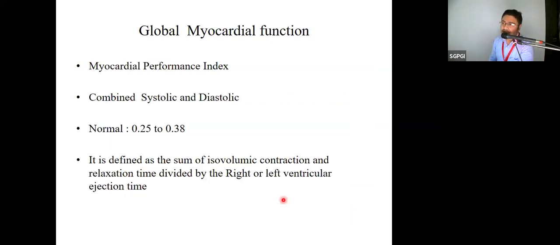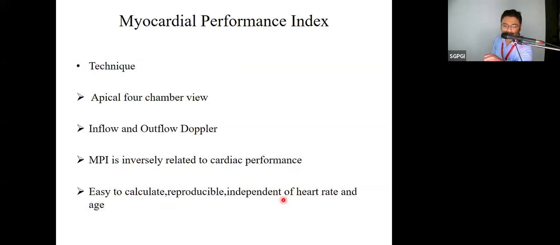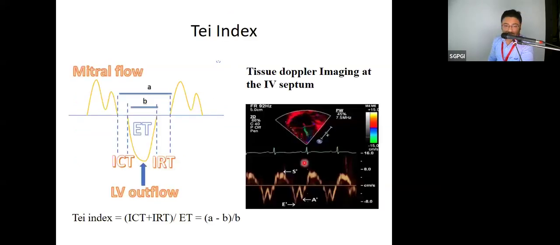And then again, the MPI. MPI is basically the assessment of both the functions of the heart, that is the systolic and the diastolic function. So MPI increases if there is dysfunction of the heart. So this we do in apical four chamber view. So this is important: MPI is inversely related to cardiac performance. This is about the calculation of the TEI index, which is the MPI, which is ICT, that is isovolumetric contraction time, plus isovolumetric relaxation time, divided by ET. ET is right ventricular ejection time.